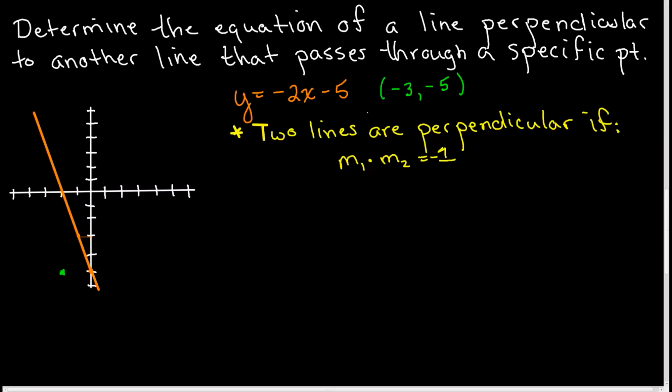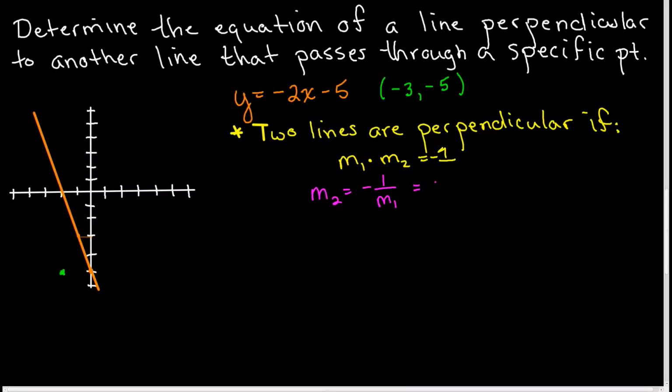So basically what this says is if you want to find a line that's perpendicular, you can take the slope that you're given, negative 2, flip it over and change the sign, so that the slope of our new line, we'll call that M2, is equal to negative 1 over M1.